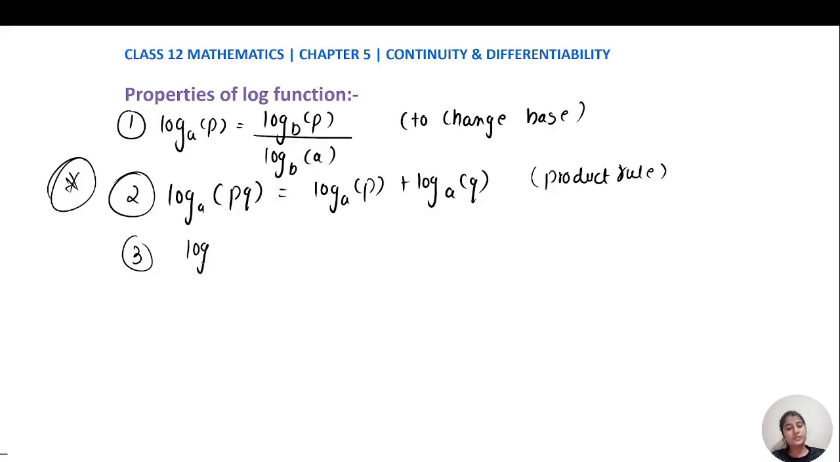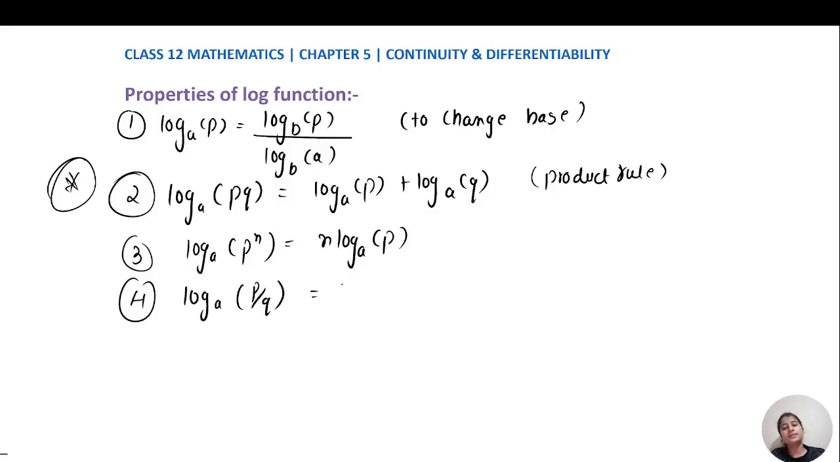So log with base a of p raised to n, you can write p raised to n as p multiplied n times. So this can be written as n times log with base a of p. Now, the fourth one is division. Log with base a of p by q can be written as log with base a of p minus log with base a of q. These are the important algebra of logs, the very important properties of log.